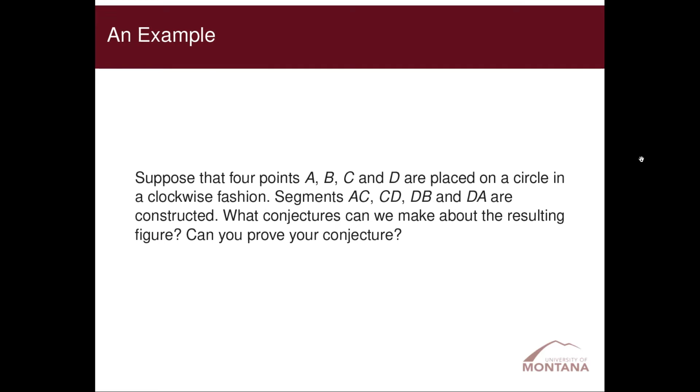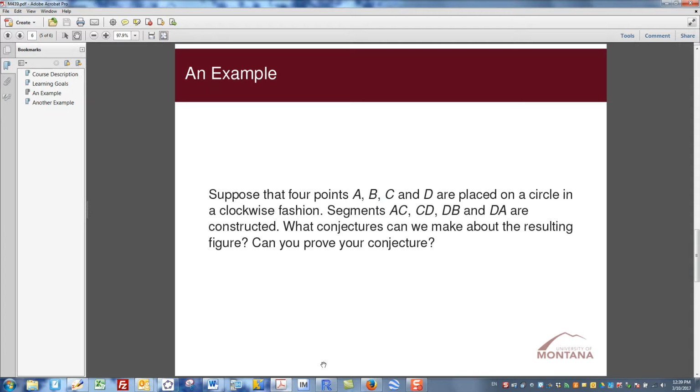So here's an example. Suppose that four points A, B, C, and D are placed on a circle in a clockwise fashion, and then we connect segments A to C, and then C to D, D to B, and D to A. What conjectures can we make about the resulting figure? So it sounds like we're talking about a Euclidean geometry question here.